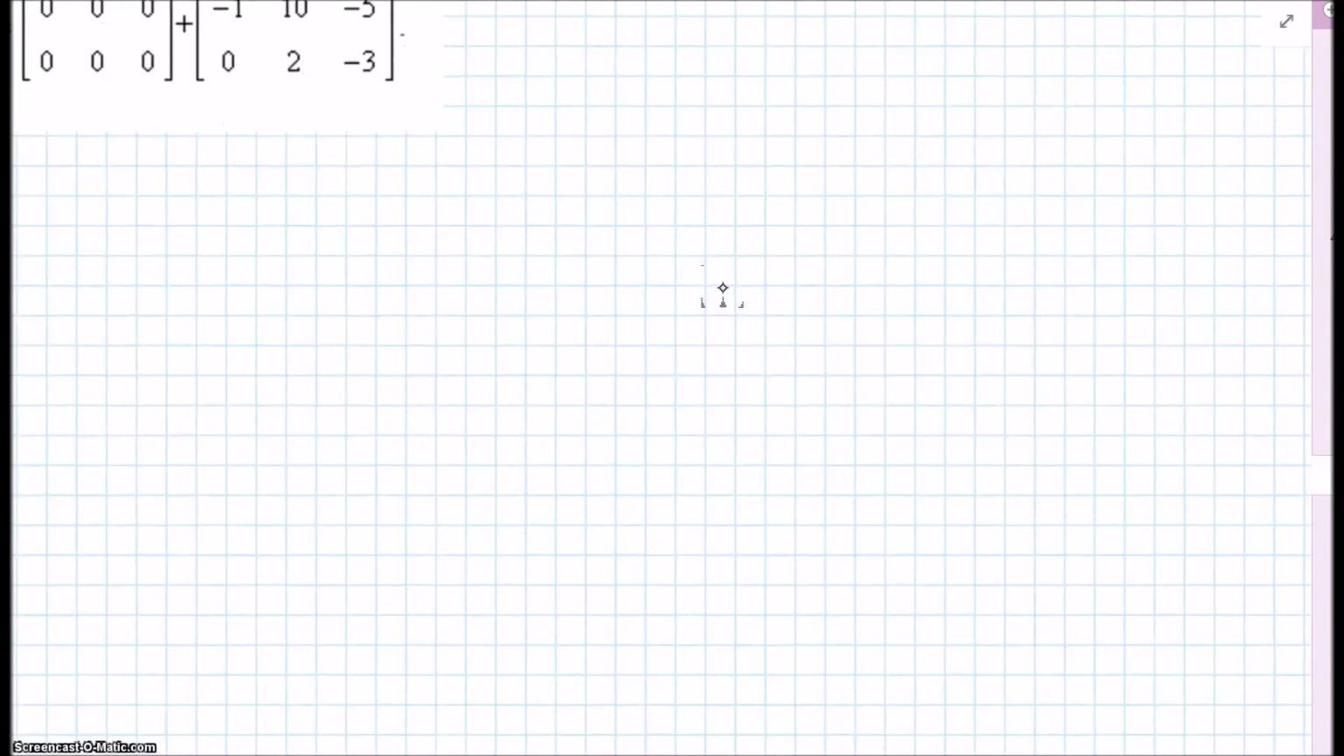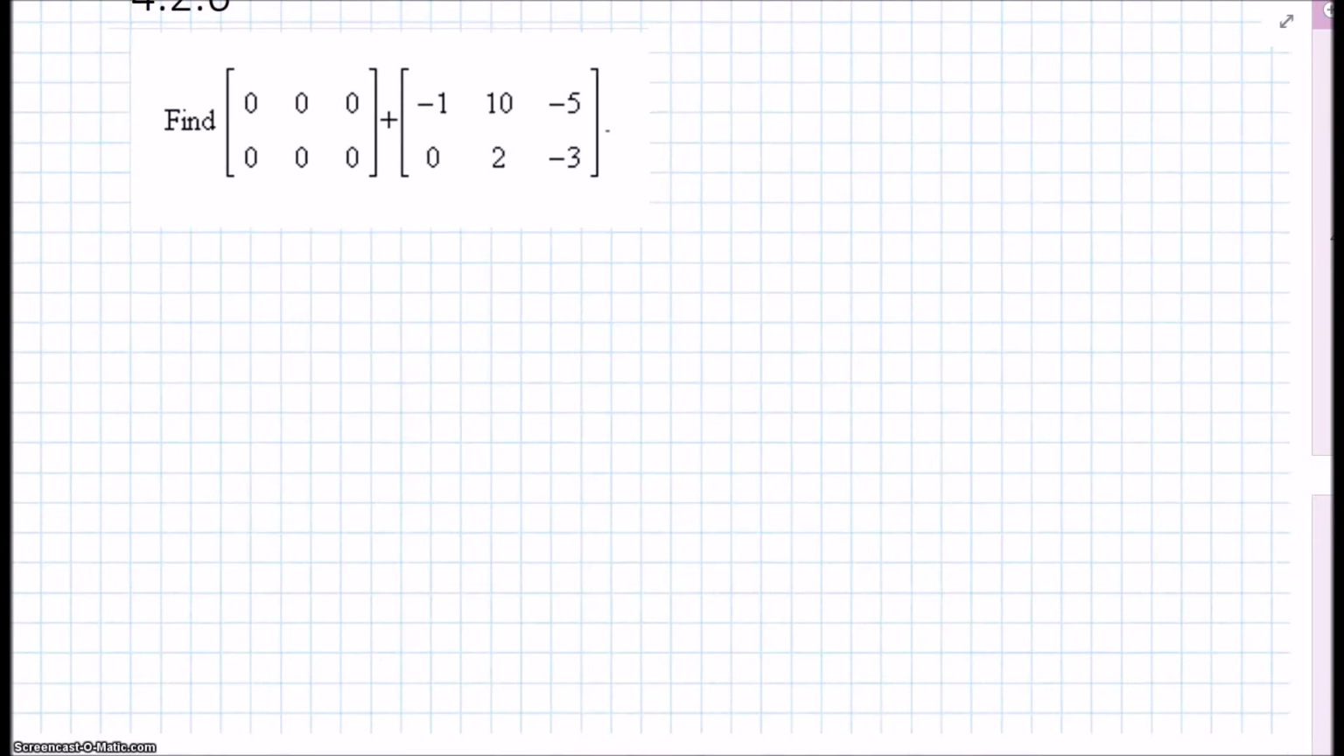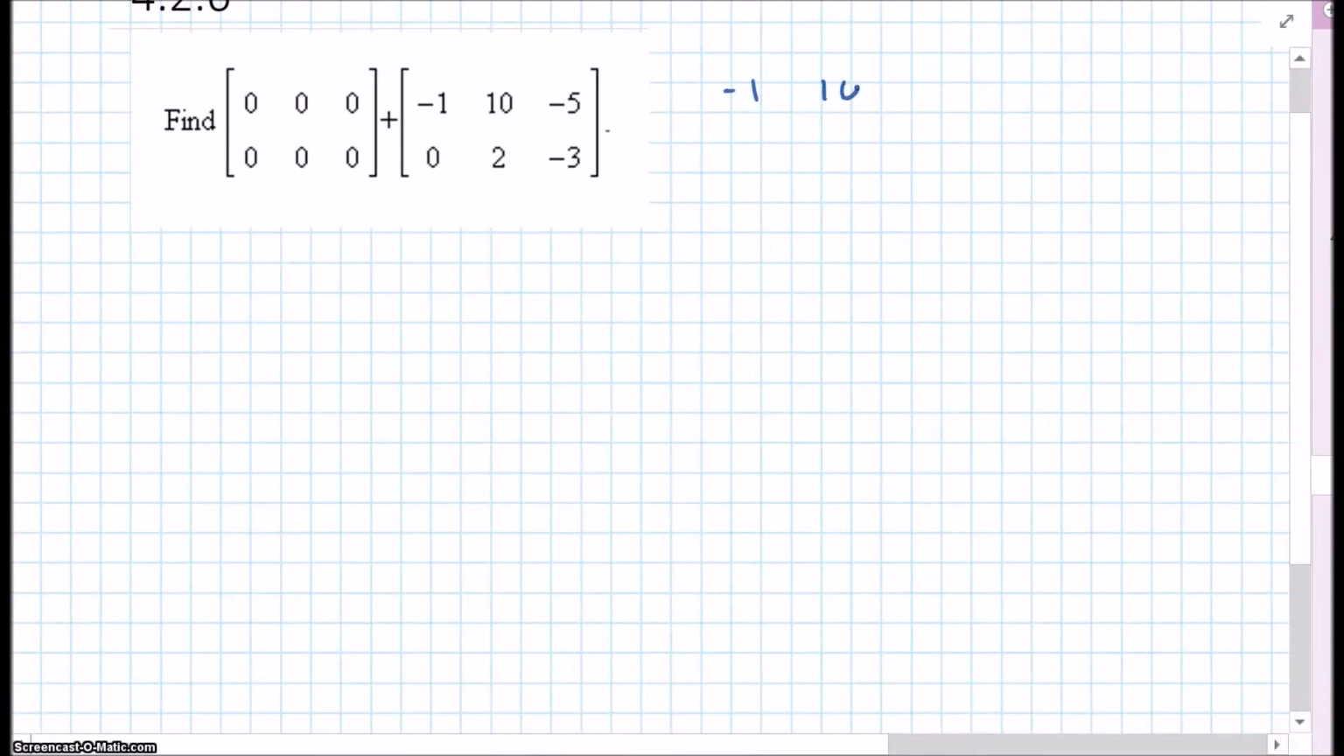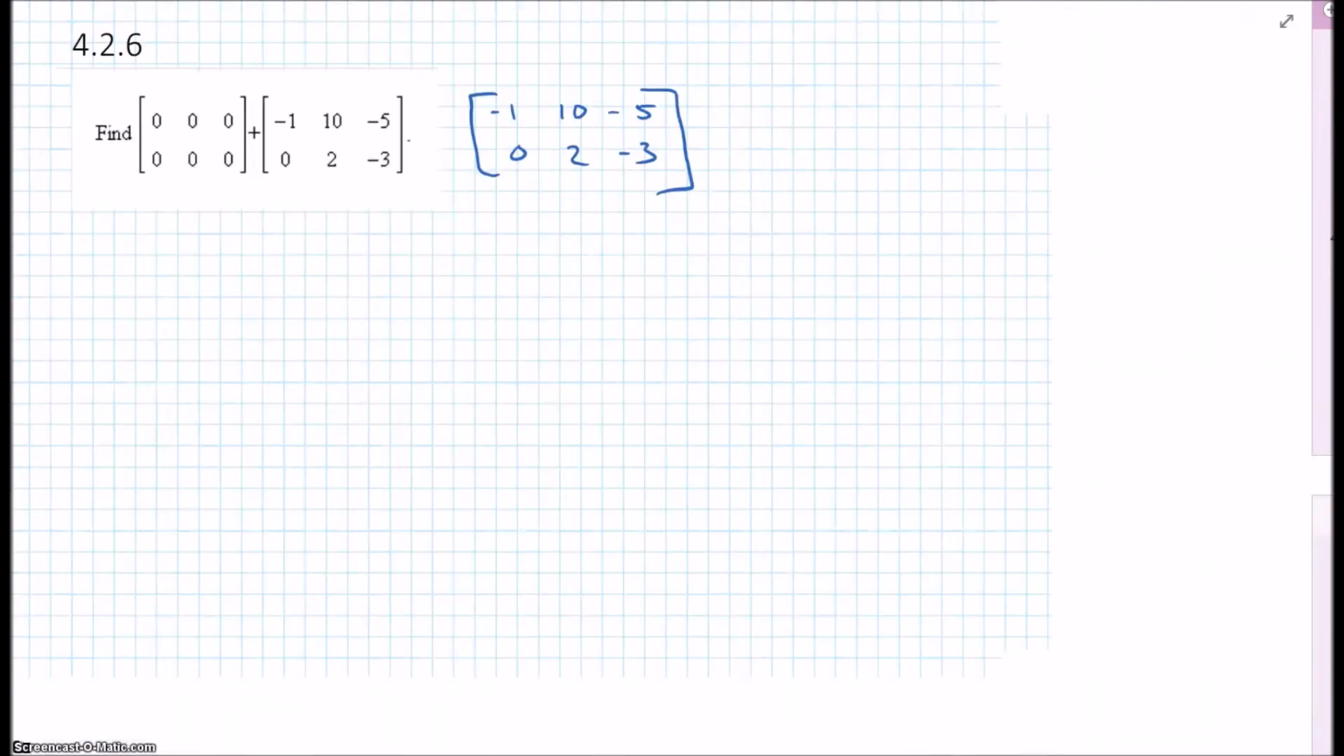Moving on. Okay, here's an identity matrix. So it's just going to rewrite the other one. They're just adding them. So 0 plus anything is whatever we're adding 0 to.